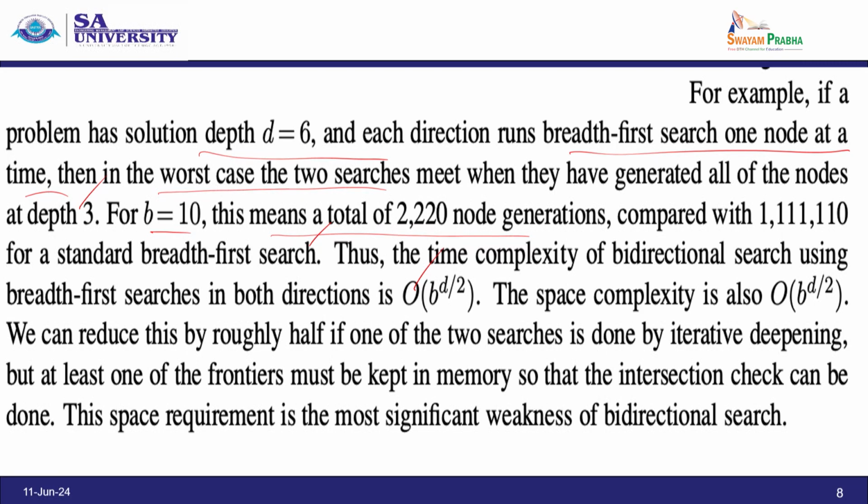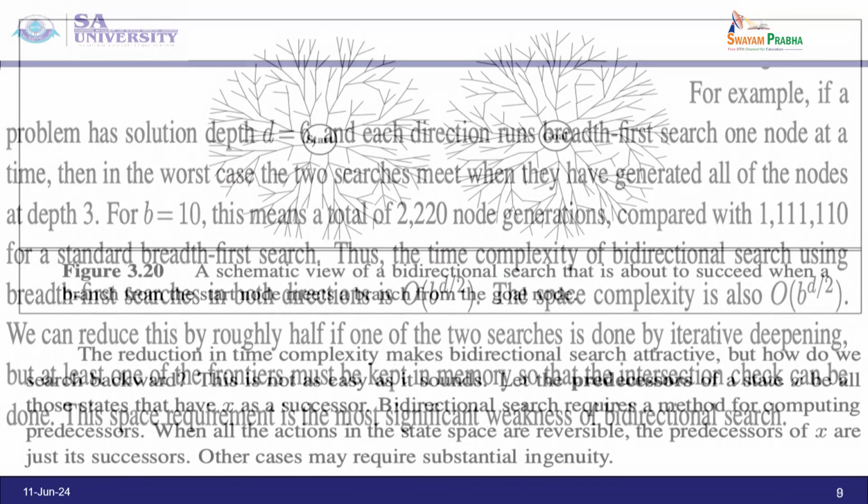Thus, the time complexity of a bidirectional search using breadth first search in both directions is order of b power d by 2. The space complexity is also order of b power d by 2. We can reduce this by roughly half if one of the two searches is done by iterative deepening, but at least one of the frontiers must be kept in memory so that the intersection check can be done. So, this space requirement is the most significant weakness of bidirectional search.